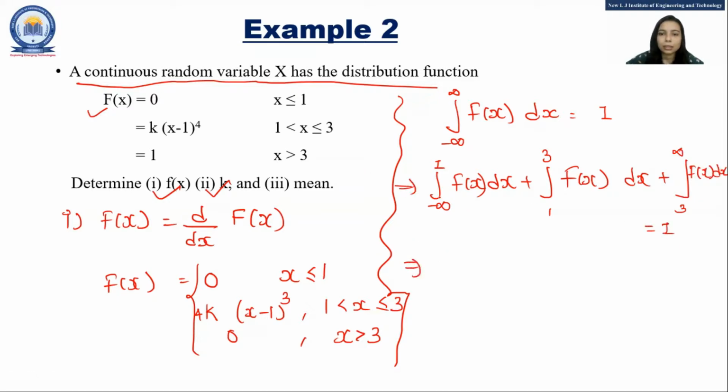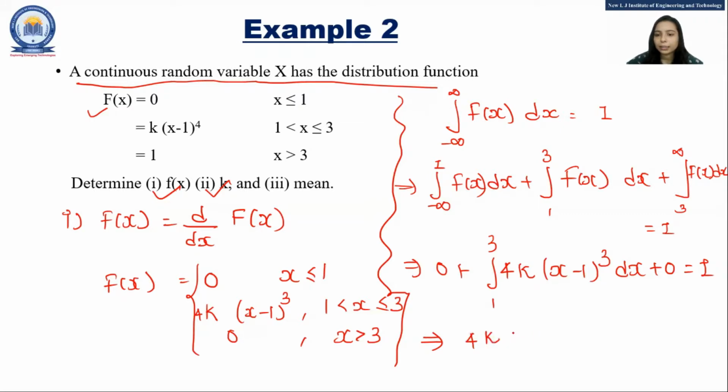So here the f of x is 0. So 0 plus 1 to 3 4k into (x minus 1) cube dx plus 0 is equal to 1. So here we have to take the integration. So 4k would become the common, and the integration of (x minus 1) cube. So integration from 1 to 3 (x minus 1) cube dx is equal to 1.